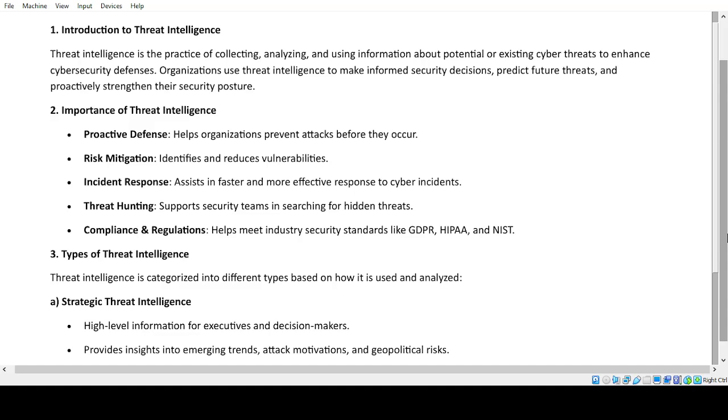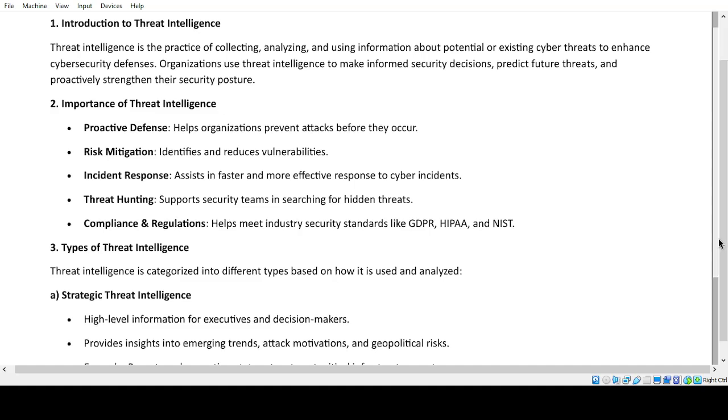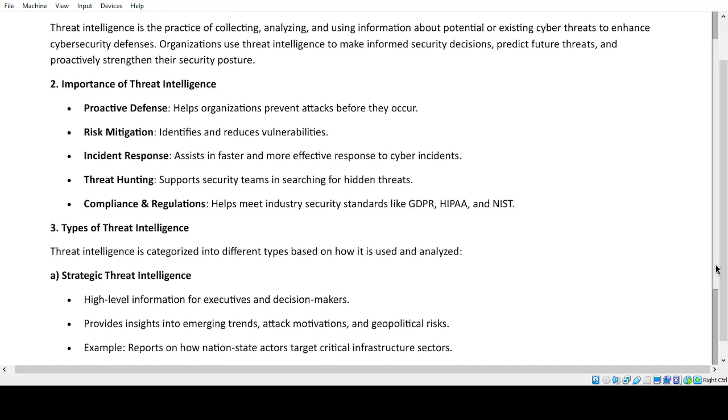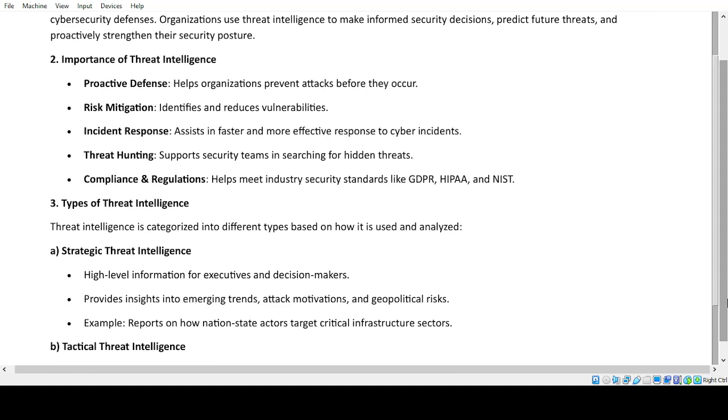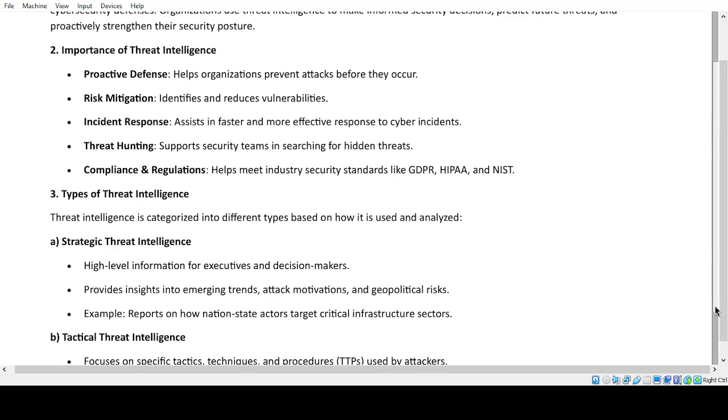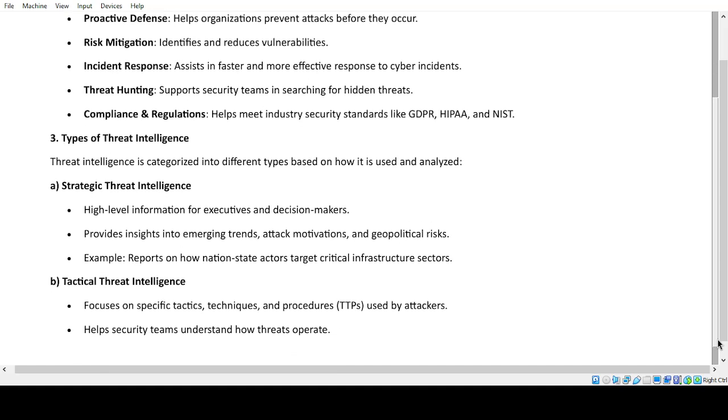3. Types of threat intelligence. Threat intelligence is categorized into different types based on how it is used and analyzed. A. Strategic threat intelligence. High-level information for executives and decision-makers. Provides insights into emerging trends, attack motivations, and geopolitical risks. Example: reports on how nation-state actors target critical infrastructure sectors.